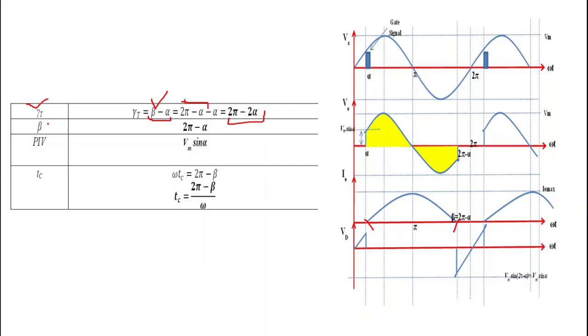Now what is the extinction angle beta? We know that we get current up to beta, and beta is equal to 2 pi minus alpha. That's why the extinction angle is 2 pi minus alpha.